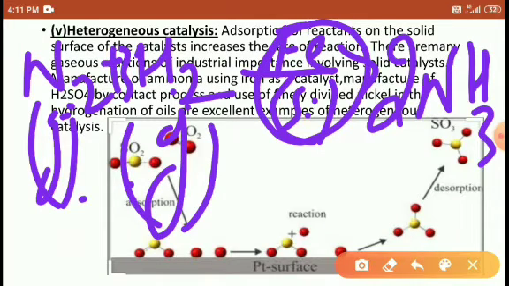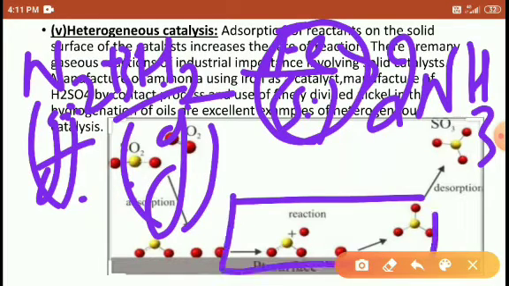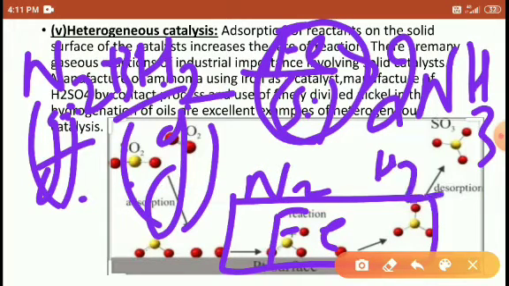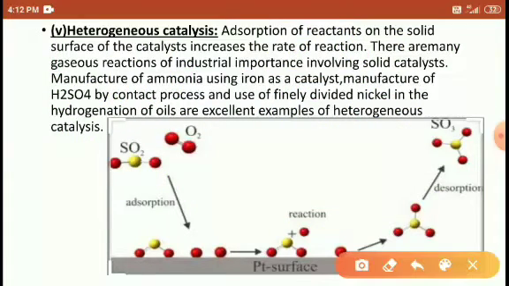So why did this happen? Because these gaseous particles, nitrogen and hydrogen, both are occupied on the surface of the catalyst. The catalyst releases energy. With the help of that energy, reactant particles dissociate. Nitrogen molecule turns into nitrogen atoms. Hydrogen molecule turns into hydrogen atoms. Then nitrogen and hydrogen combine to form ammonia. Right students?